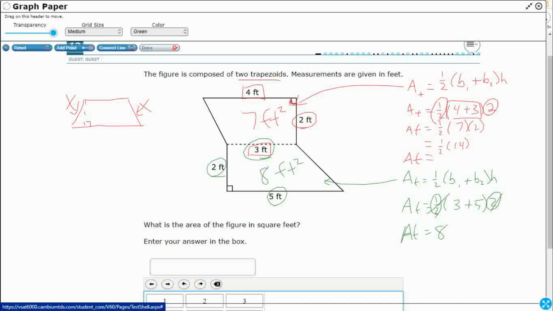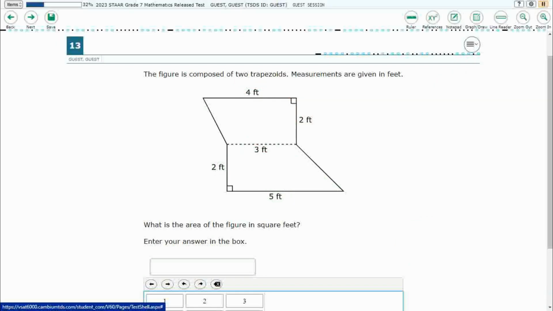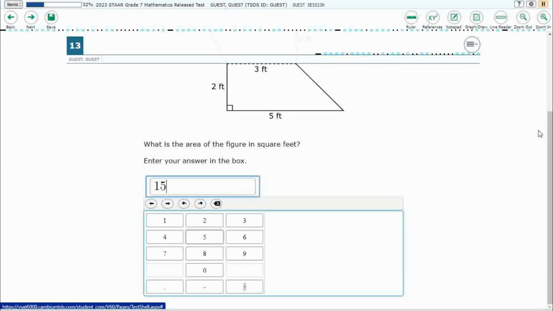If you wanted to work it out, right, that's going to be, area of a triangle is going to be 1/2, 8 times 2. That's 1/2 of 16, which is 8. All right, so 8 plus 7 makes 15. That seems pretty simple. Let's come down here and let's enter in our 15.